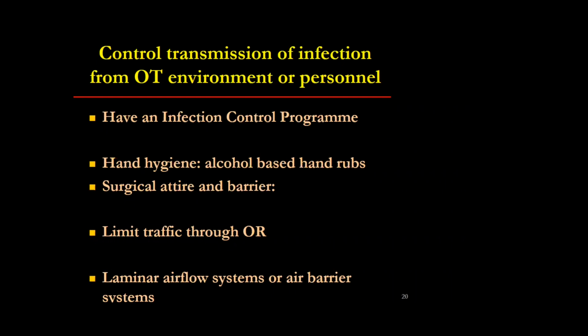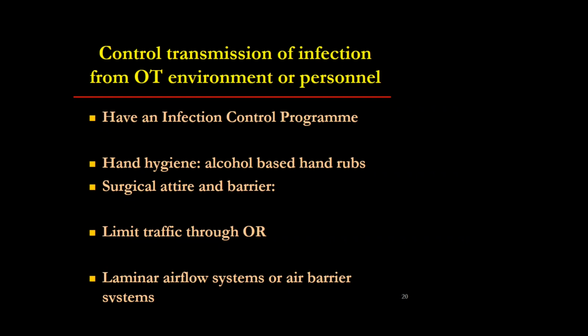Use appropriate surgical attire and barriers, limit traffic through the operating room, and use this laminar airflow system. The laminar airflow system is this thing where each layer of air is not allowed to cross ventilate the entire extent or the entire volume of the OR. It is given in layers.